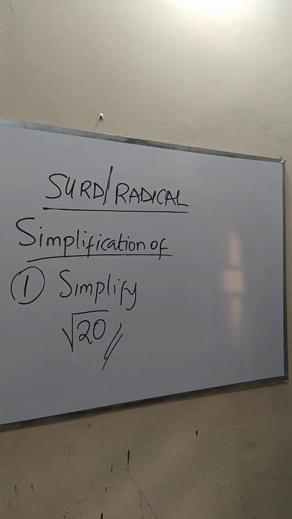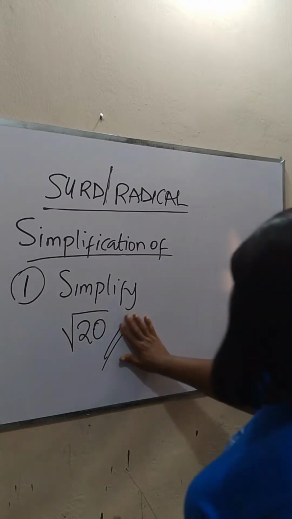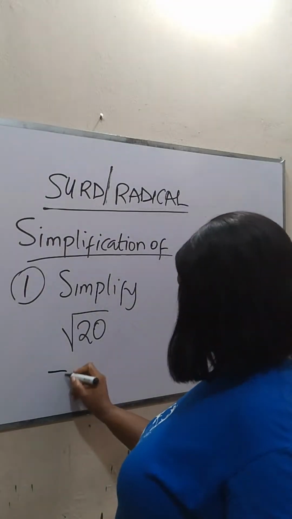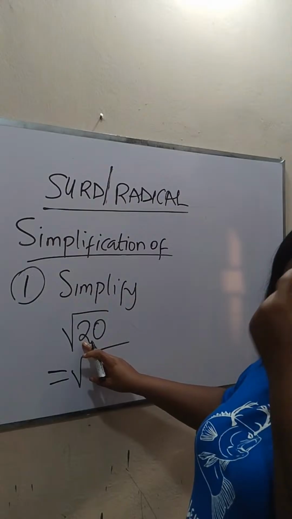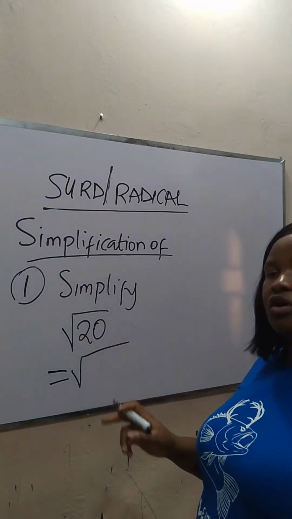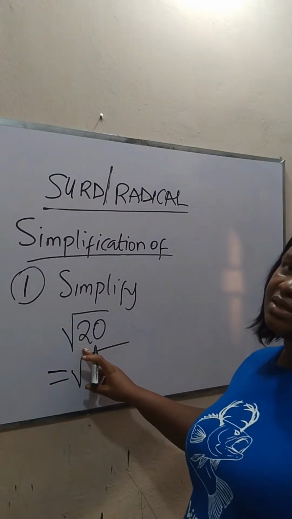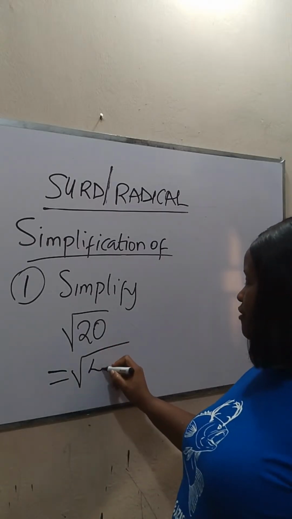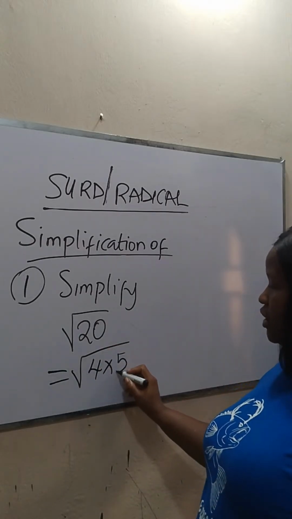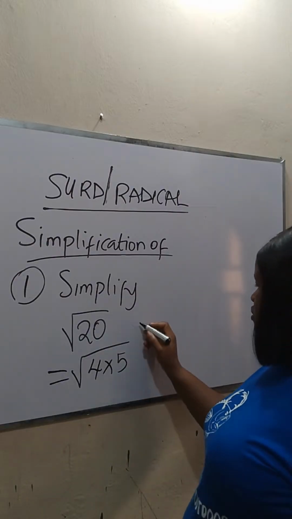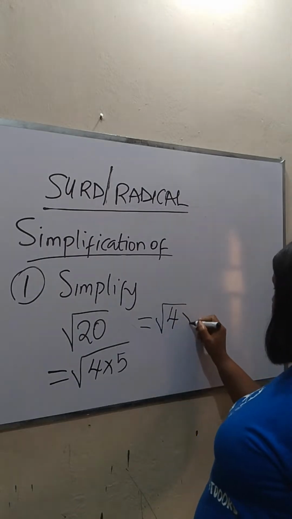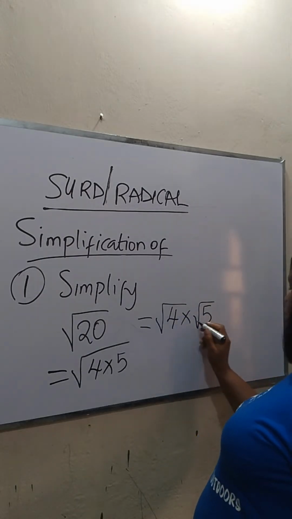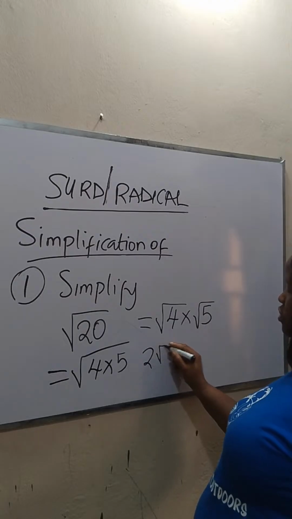So let me solve it. All right. So this is equal to square root of... if 2 divides, we have 10 and 2. No, not backward square. If 4 divides, we have 5 and 4. So we have 4 times 5, and that is 20. All right. So this is equal to square root of 4 multiplied by square root of 5, and this is 2 root 5. Okay, and that is the answer.